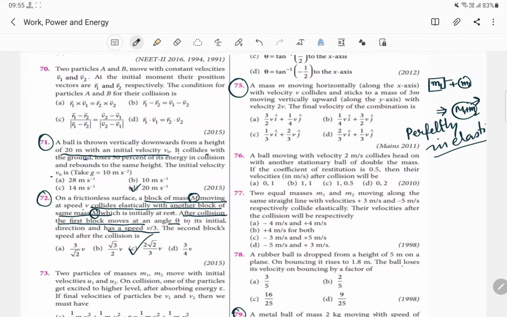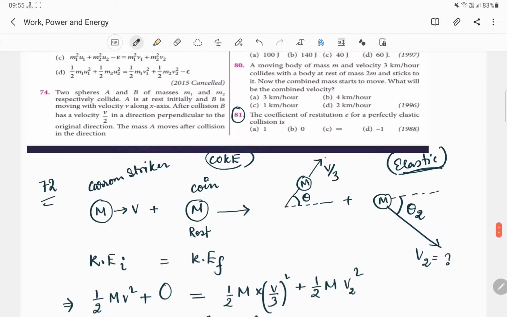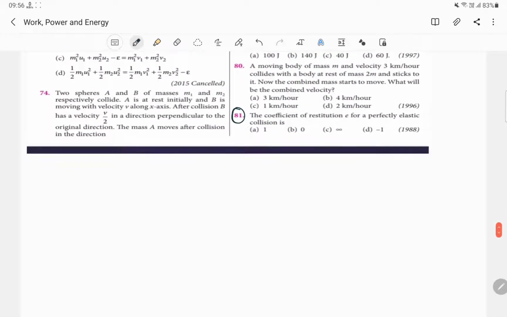Anyway, let us proceed to our question. A mass small m moving horizontally along the x-axis with velocity v collides and sticks to a mass 3m moving vertically upward along the y-axis with a velocity 2v. The final velocity of the combination will be very simple. Let me draw the diagram. Before collision, this mass m was moving with a velocity v along which direction? Along the x-axis. Let us take the convention.